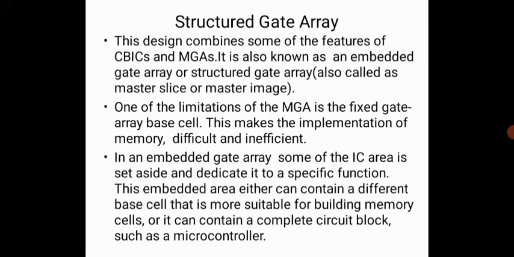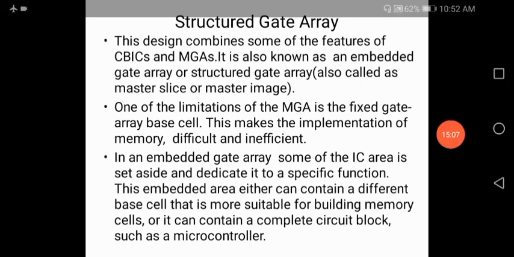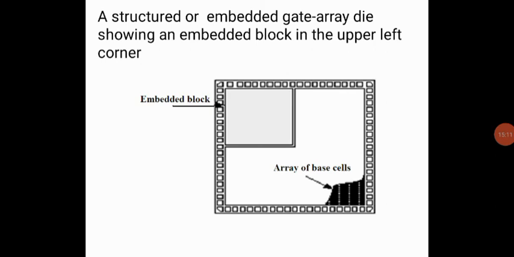So in an embedded gate array, some of the IC area is set aside and dedicated to a specific application. This embedded area can either contain a different base cell, which is more suitable for building memories, or it can contain a complete structured block such as a microcontroller.